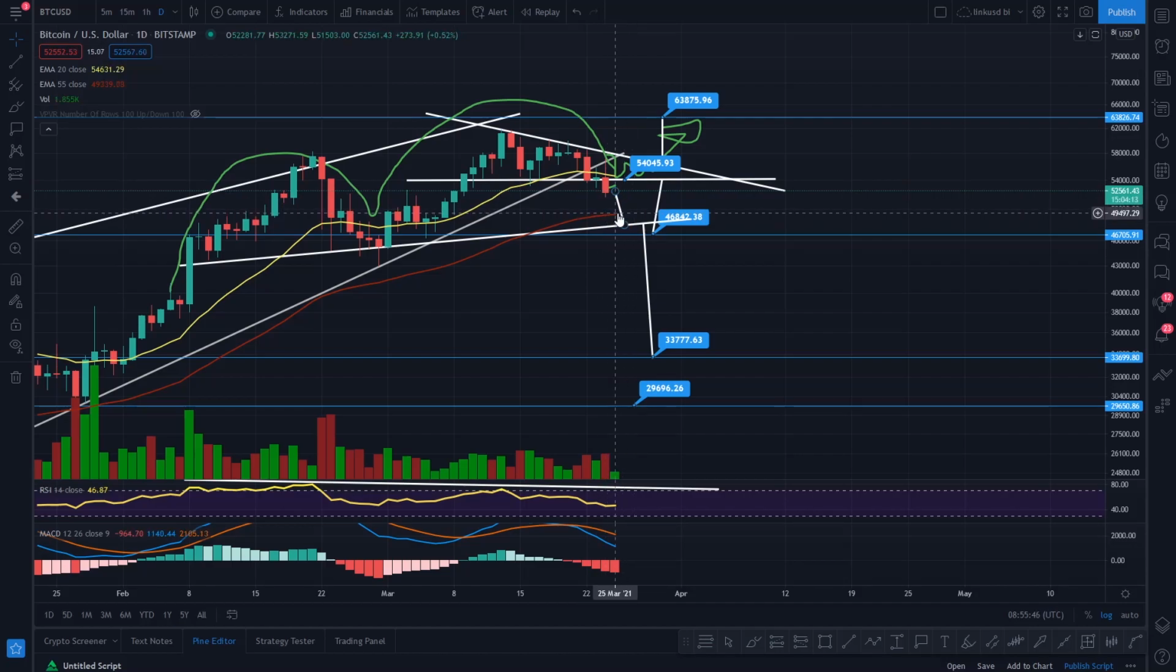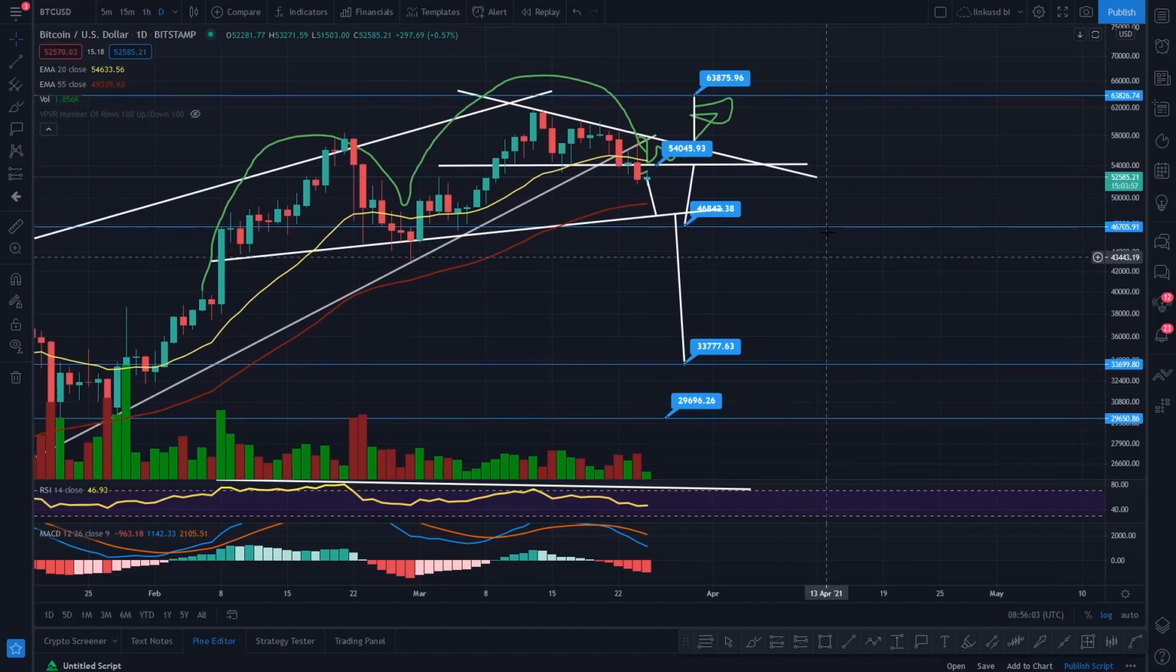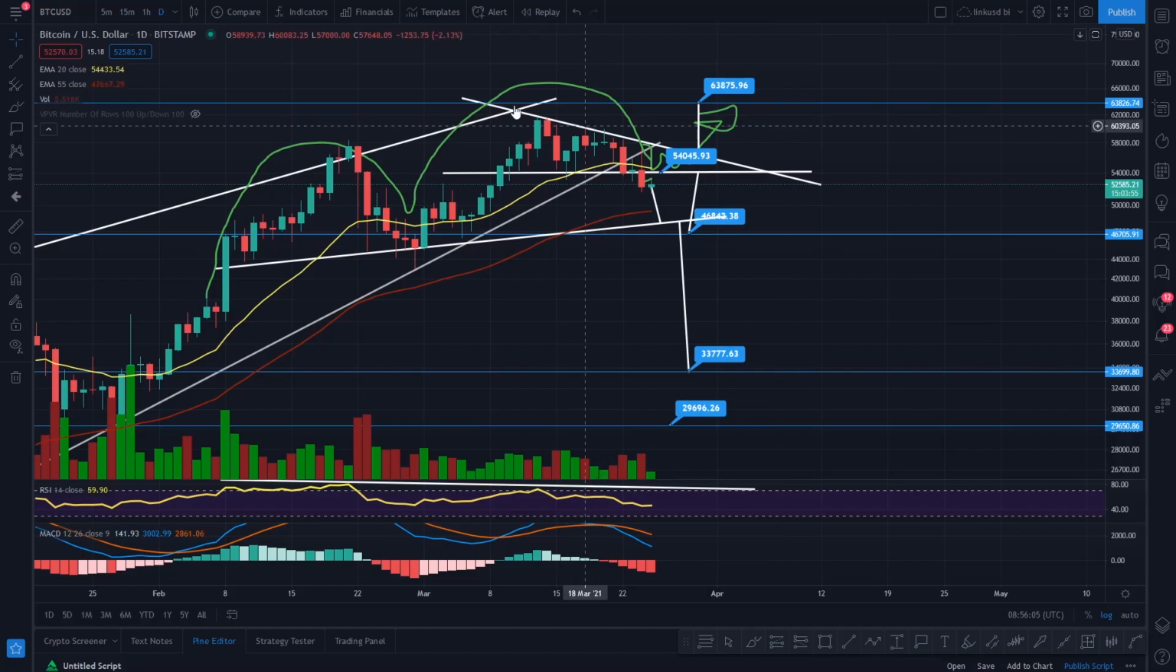You will see a bit of a test on this 55 EMA, probably bounce up, but if it was to fall through it, get rejected and then lose this neckline of this M pattern right here, you would be looking at that potential target down there at 33,777 per Bitcoin, guys. So that's basically a bit of coverage on Bitcoin, and it's pretty similar coverage for Ethereum, but I will dive into the Ethereum chart for you right now, guys.